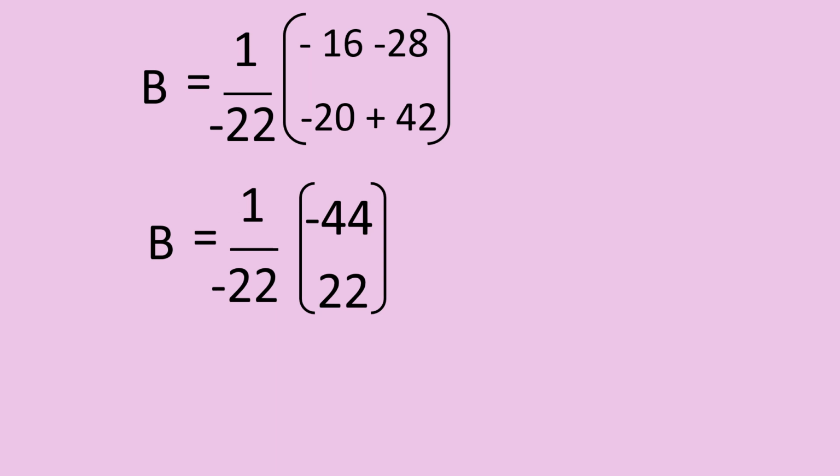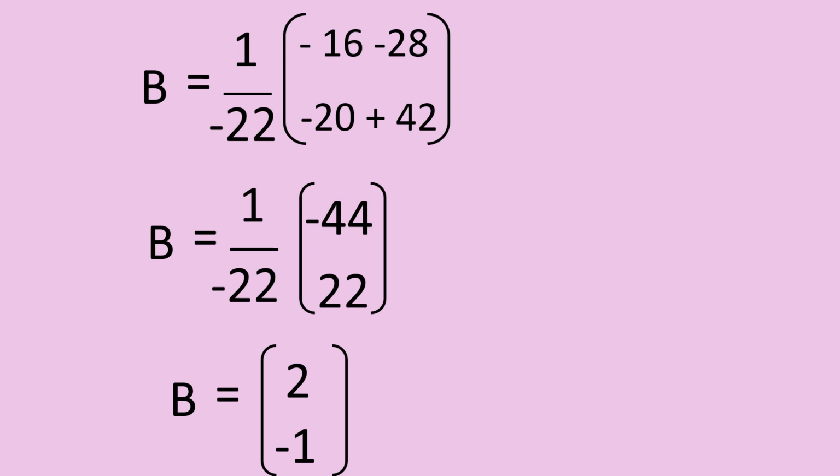Now that you have 1 over minus 22, you multiply it by the top, and the negative cancels out the negative. 44 divided by 22 is 2. So we also multiply the 1 over minus 22 by the base, and then you have 22 over minus 22, which is minus 1. So what we have is that b is 2 and also minus 1.